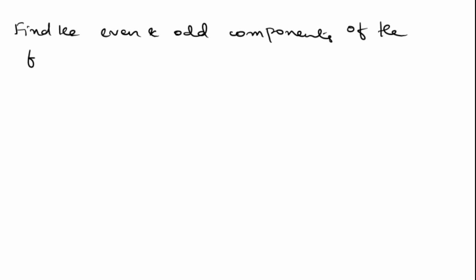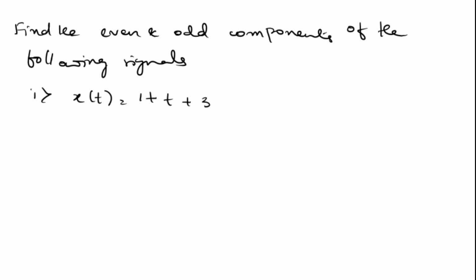Find the even and odd components of the following signals. First one, x of t is equal to 1 plus t plus 3t square plus 5t cube plus 9t to the power 4.